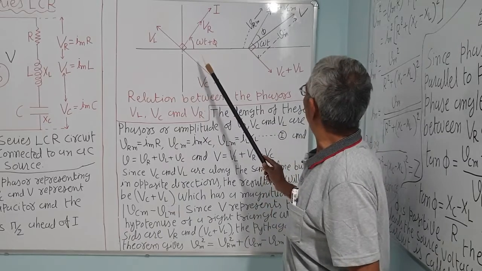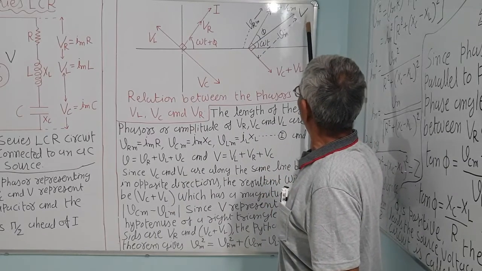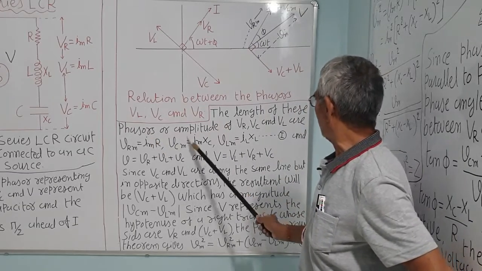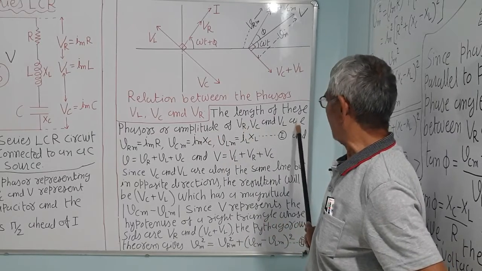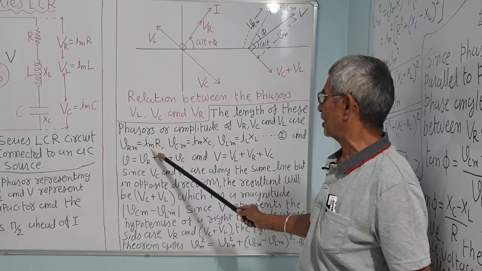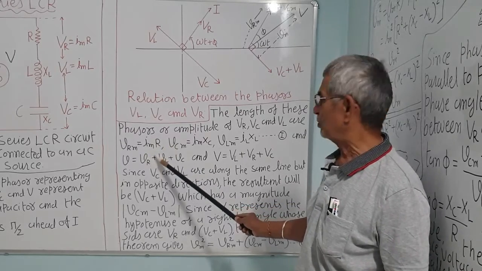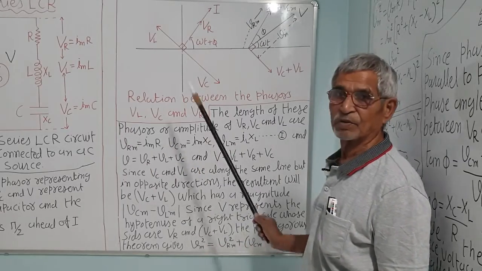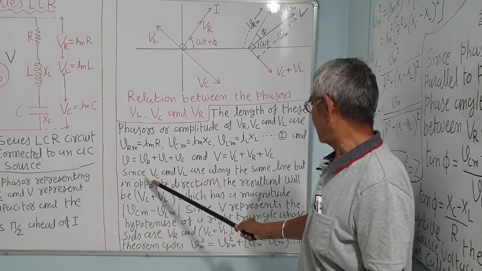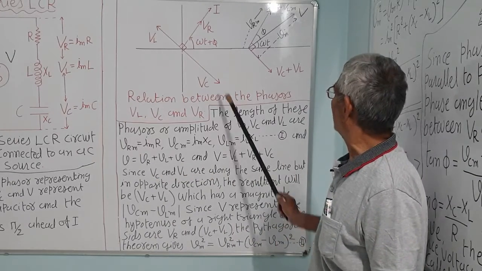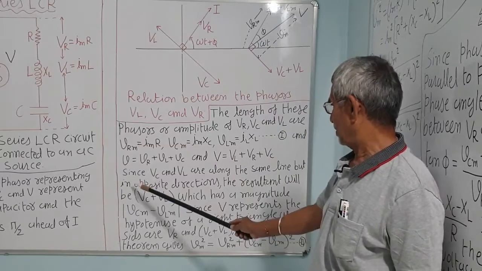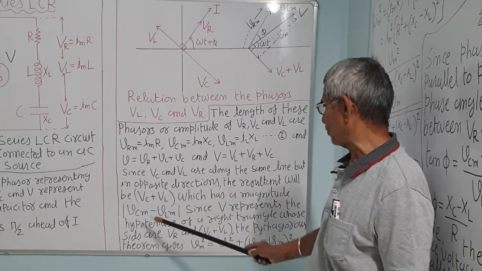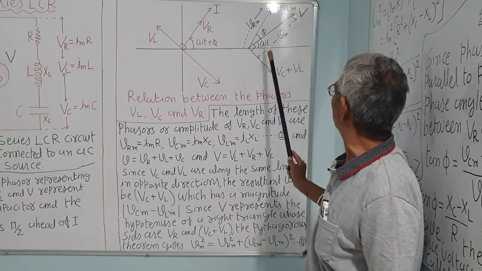The resultant voltage will be V, capital V. Now, the phasor amplitudes, the lengths of the phasors VR, VC and VL, are: VRM is equal to the current into resistance, Im into R; VCM is equal to Im into XC; and VLM is equal to Im into XL. Since VC and VL are along the same line but in opposite directions, the resultant will be VC plus VL, which has a magnitude VCM minus VLM. This is the magnitude.